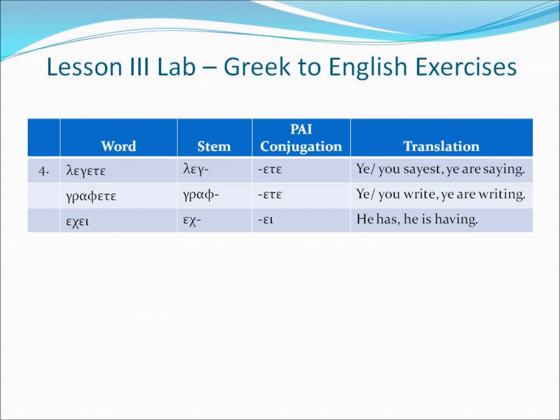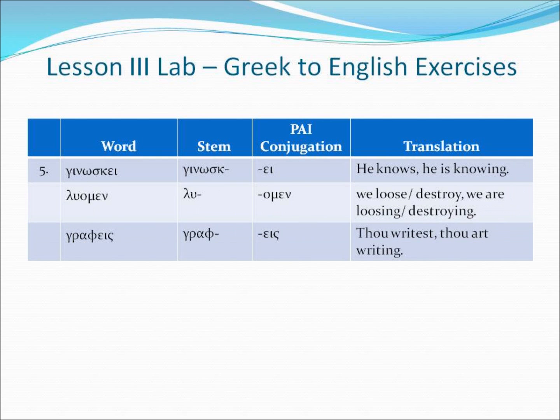Third word, eka. It's coming from the word echo. Ek is the stem. Epsilon iota, O ace A, that's a third person singular. He has, or he is having. Example 5. Gnoske. Gnosk is the stem. A is the conjugation. That is O ace A, third person singular. He knows. He is knowing.